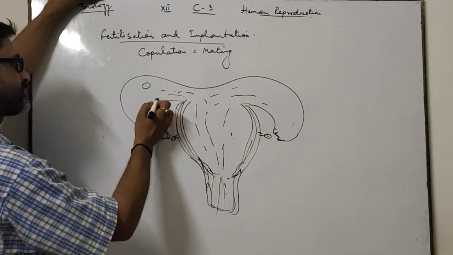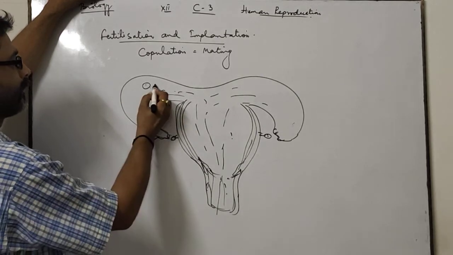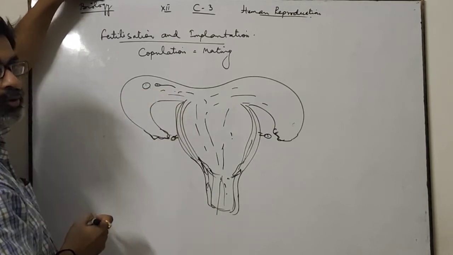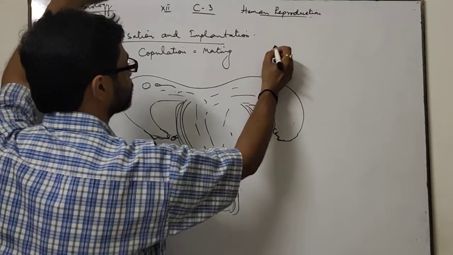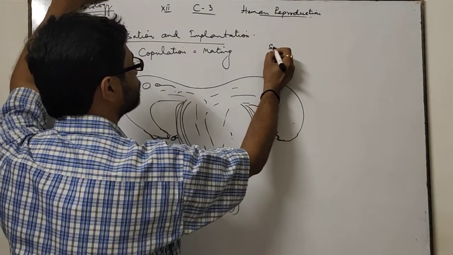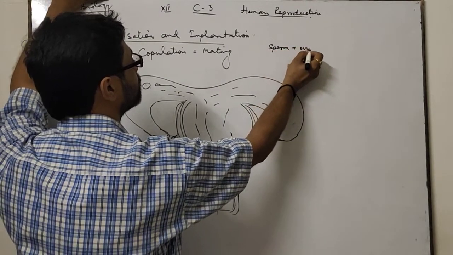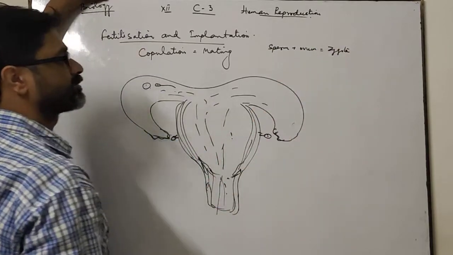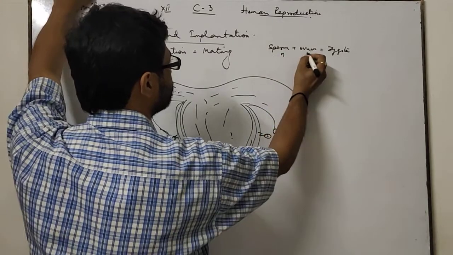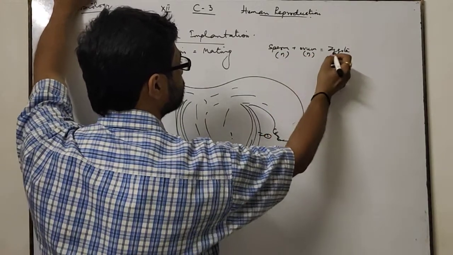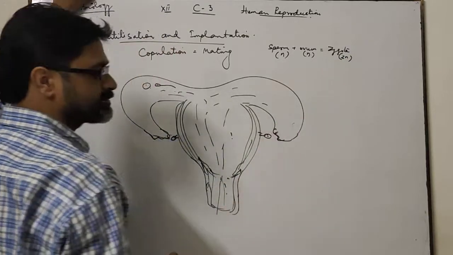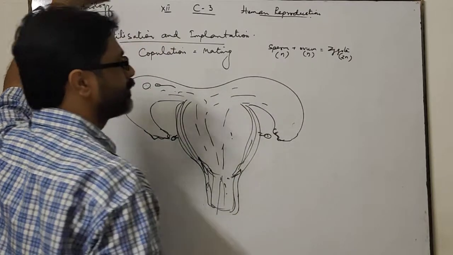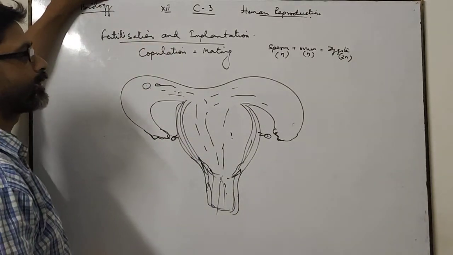Only a few sperms reach the ovum. Only one sperm fuses with the ovum to form the zygote. The fusion of sperm with ovum to form the zygote is called fertilization. The sperm contains n chromosomes, the ovum contains n chromosomes, hence the zygote contains 2n chromosomes. n and n combine together to form 2n. The zygote contains 2n chromosomes.